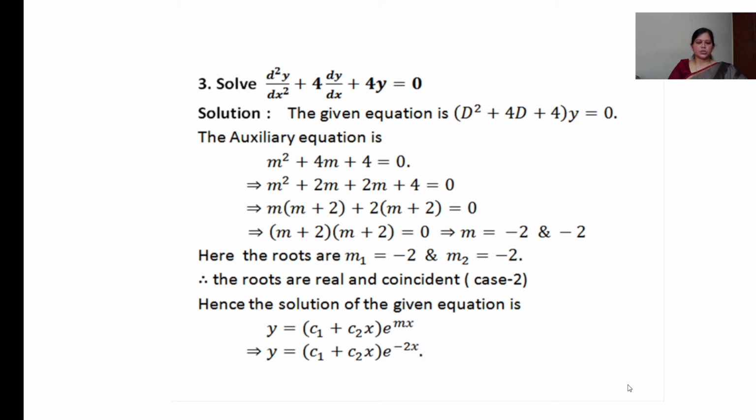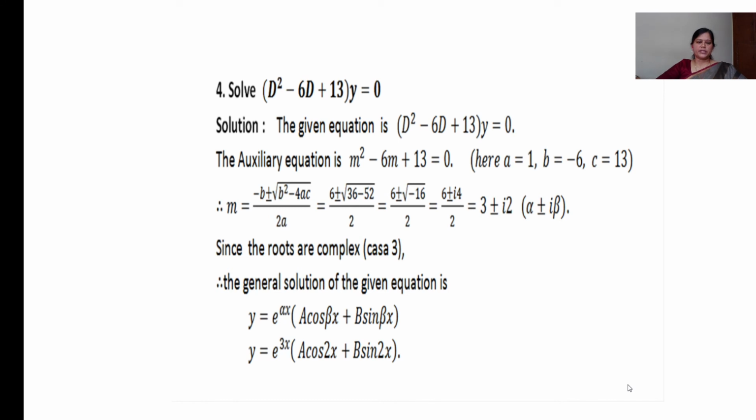So using case 2, we are getting the complementary function. CF is equal to C1 plus C2 into x, e to the power mx. That's why we are writing here the general solution of the given equation is y is equal to C1 plus C2 into x, into e to the power minus 2x. So here the complementary function itself is the general solution because f of x is equal to 0. So this is the required solution for the given differential equation.